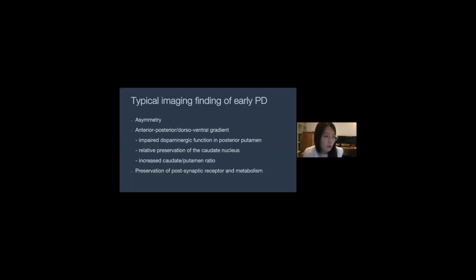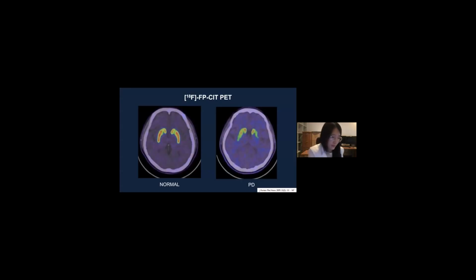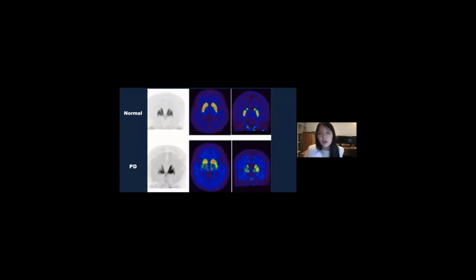A typical imaging finding of early PD is asymmetry between the right and left striatum and the antero-posterior and dorsoventral gradient. It means impaired dopaminergic function in the posterior putamen and relative preservation of the caudate nucleus, therefore resulting in an increased caudate to putamen ratio. So in the clinical interpretation, we evaluate both axial and coronal views to assess the antero-posterior and the dorsoventral gradients.